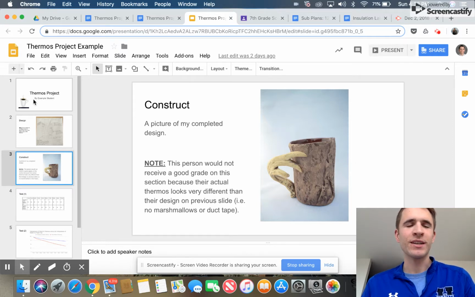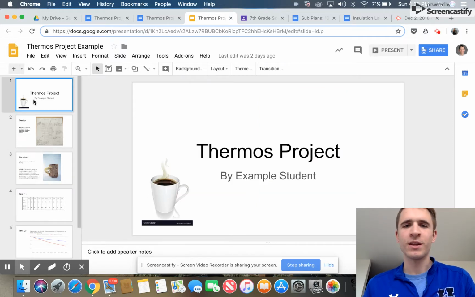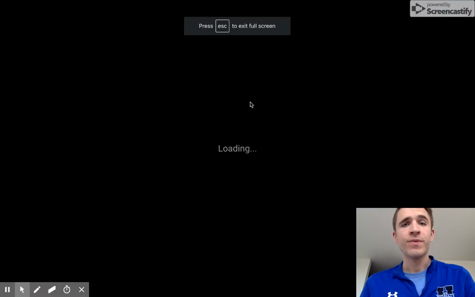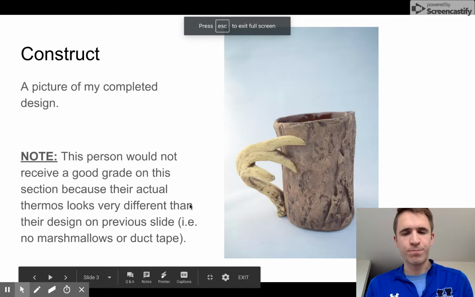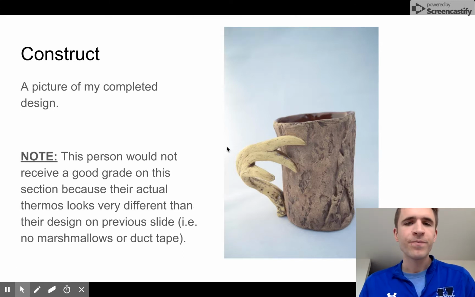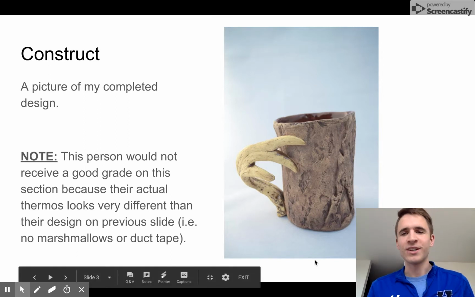So we're looking at the example Thermos project. We had the title slide, we had the design, and now I want a picture of what you constructed. This is very simple, just paste a picture or pictures of the thermos that you made. Now keep in mind, I just found this, I didn't actually make this thermos, I just found it on Google Images. This person would not receive a good grade.